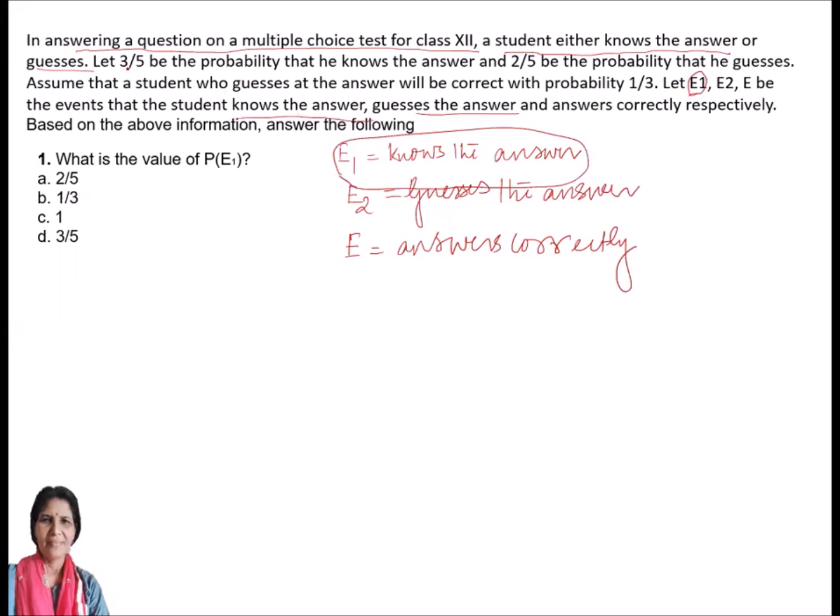What is the probability he knows the answer? It is given as 3 by 5. So the probability of E1 is equal to 3 upon 5. This is a very simple question. What is the answer? The answer is D, 3 by 5.